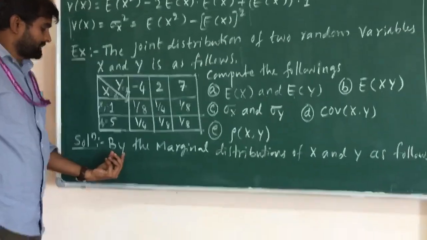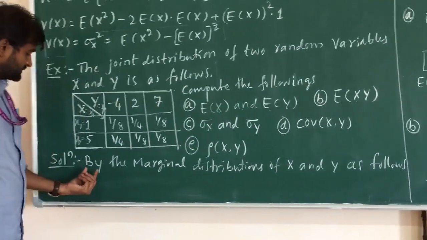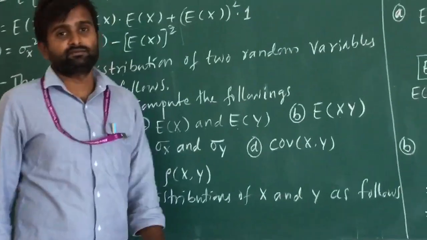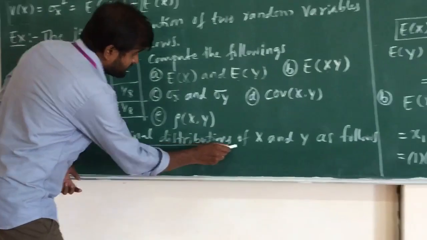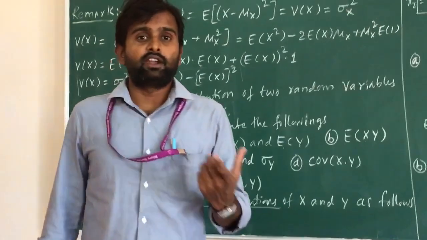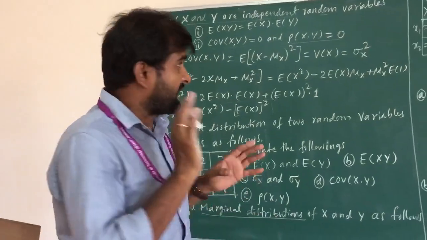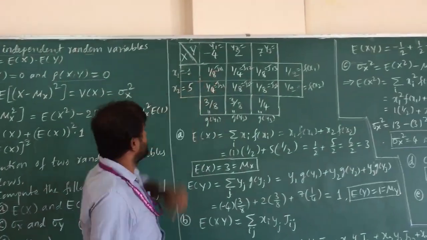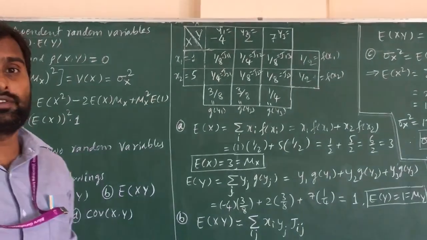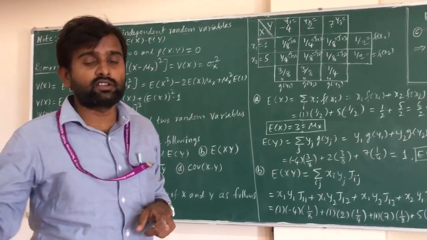Now the solution procedure. If we need the expectation of x and the expectation of y, before that we need the marginal distribution of random variables x and y. Yesterday we saw the definition of marginal distribution with a table, so I am writing that table here. The marginal distribution is f of x1, f of x2, and so on up to f of xm, and similarly g of y1, g of y2, and so on up to g of yn.